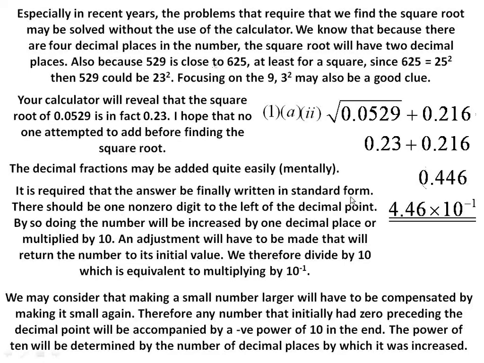So if we have no non-zero digit preceding the decimal point, we imagine that in the end we will have our number accompanied by a negative power of 10, and the power is determined by the number of decimal places that we increase the initial number by.